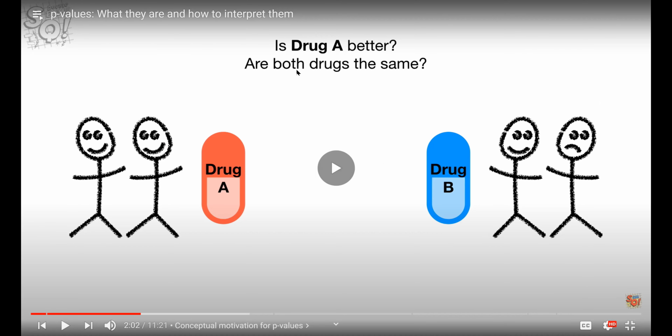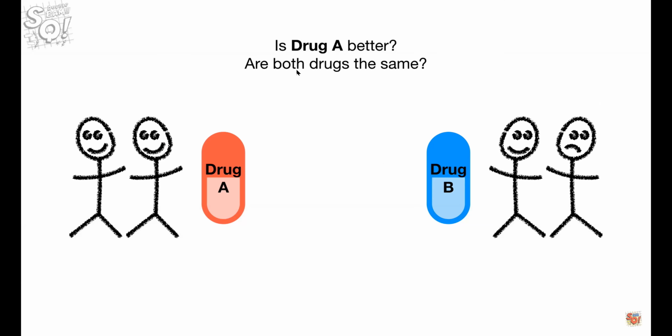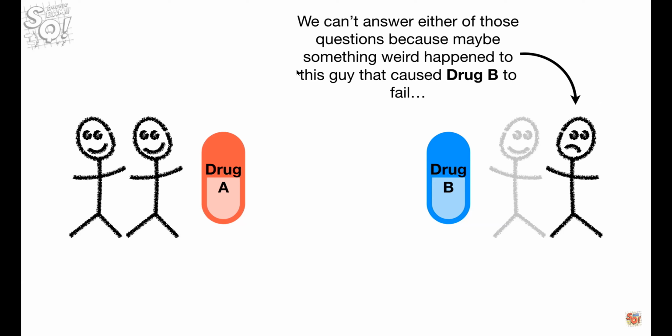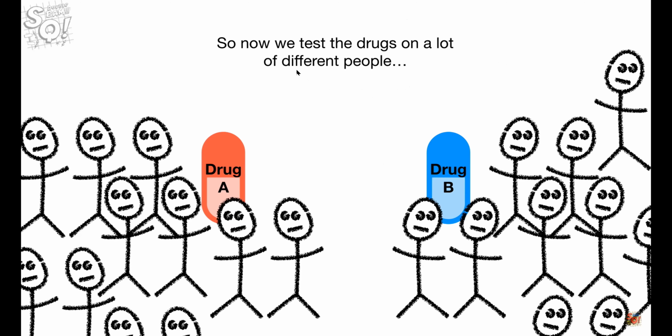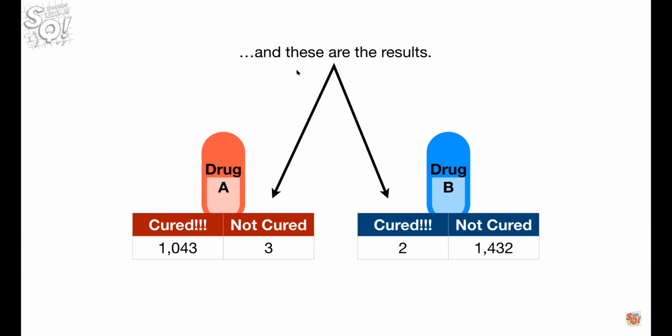Okay. The same? We can't answer either of those questions, because maybe something weird happened to this guy that caused drug B to fail. Or maybe something weird happened to this guy, like maybe the drug was mislabeled and he actually took drug A, and that's why he was cured. So now we test the drugs on a lot of different people. And these are the results.